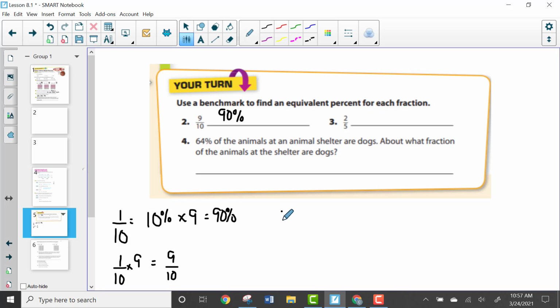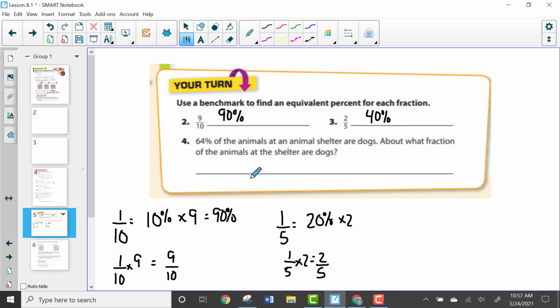Next is 2/5. So we think about 1/5, which equals 20%. We know that if we take 1/5 and multiply it by 2, that gives us 2/5. Then we take that 20%, multiply it by 2, and that gives us 40%.